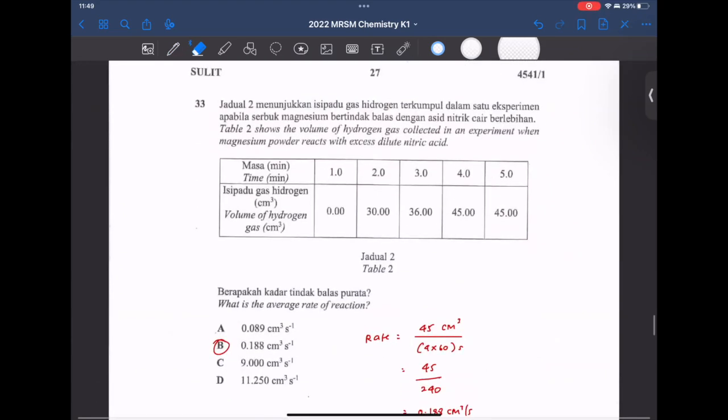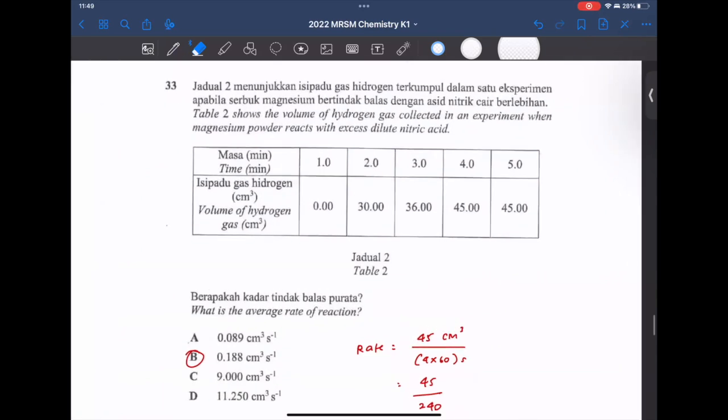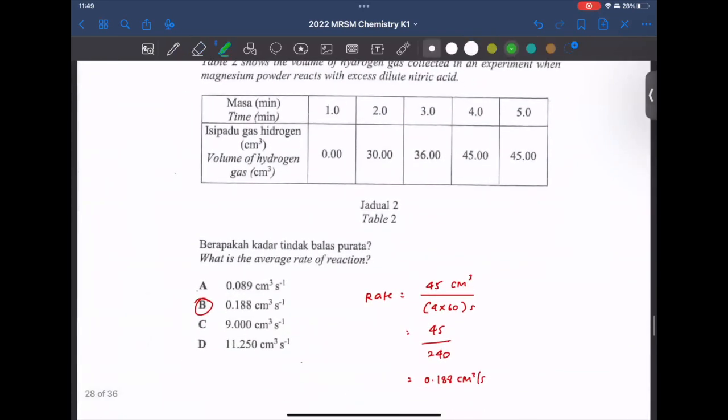33. Table 2 shows the volume of hydrogen gas collected in an experiment when magnesium powder reacts with excess dilute nitric acid. So you have time taken from 1 minute to 5 minutes, and the volume of hydrogen gas increases over time until it reaches 45. Now, they ask you what's the average rate of reaction. Average rate of reaction means total volume of gas collected over total time. But the reaction actually ends on the 4th minute because the volume becomes constant, isn't it? So we don't take the 5 minutes, we take the 4th minute, because that's where the reaction stops.